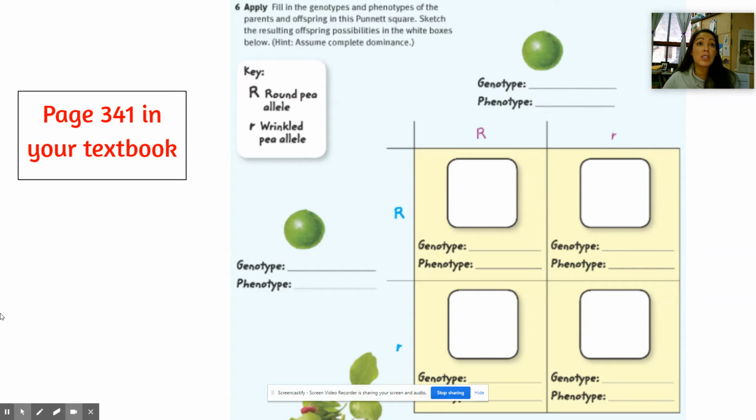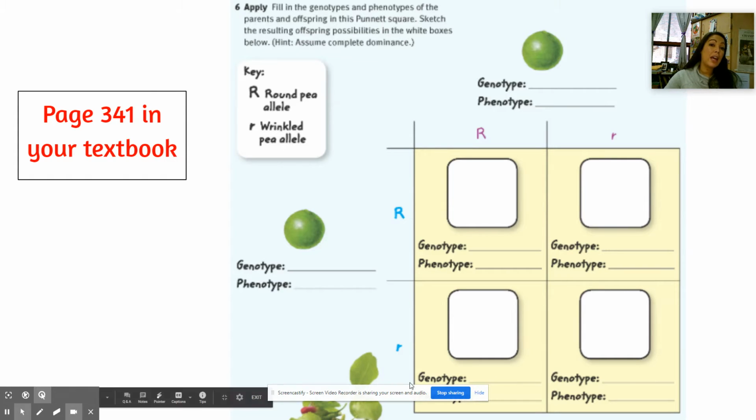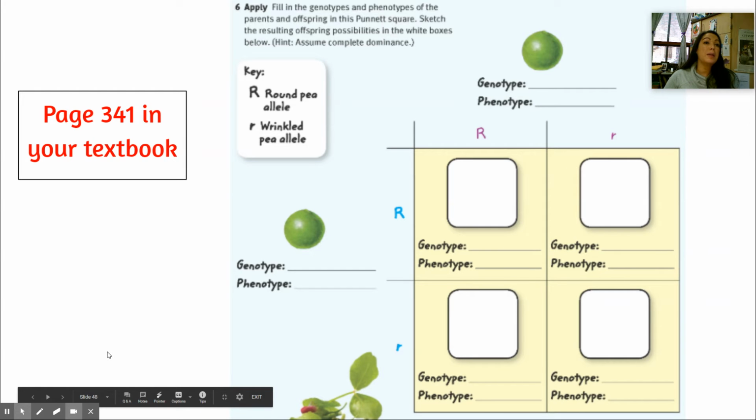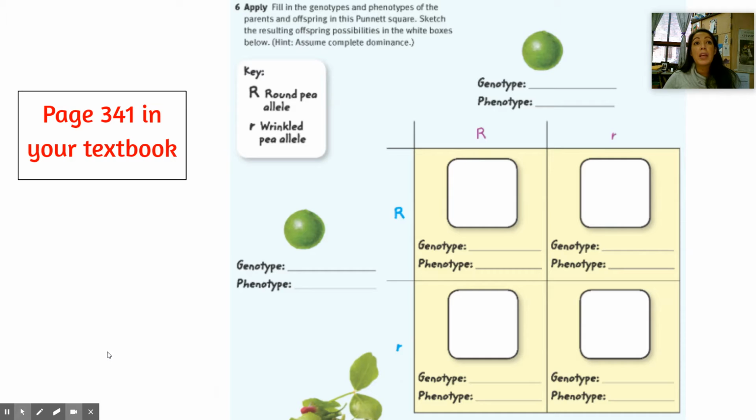Okay, so flip to page 341 in your textbook. We are going to do a Punnett square here where we cross two different peas. Let's read the directions and we'll figure it out. It says, fill in the genotypes and phenotypes of the parents and offspring in this Punnett square. Sketch the resulting offspring possibilities in the white boxes below. Assume complete dominance. So that means that the round allele is dominant over the wrinkled allele.